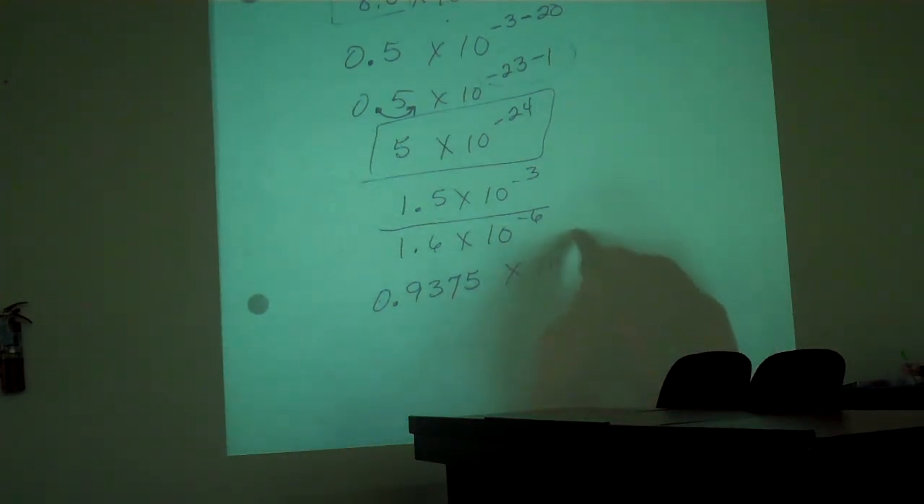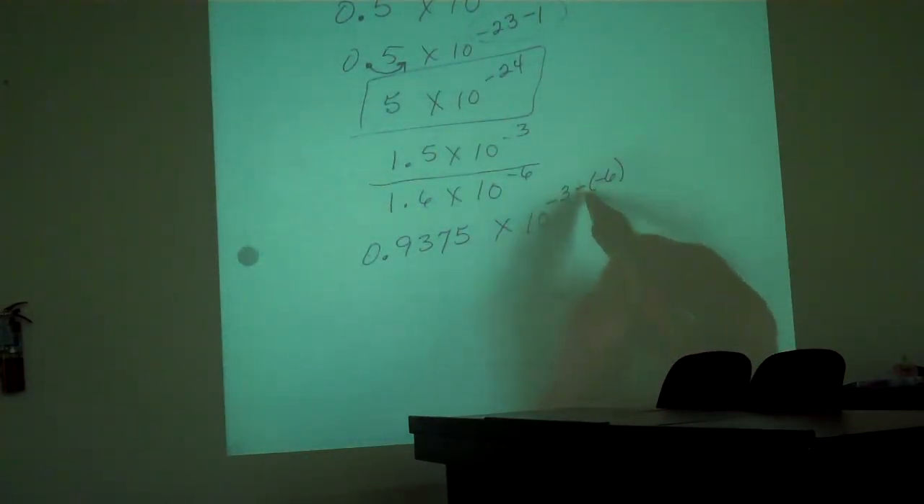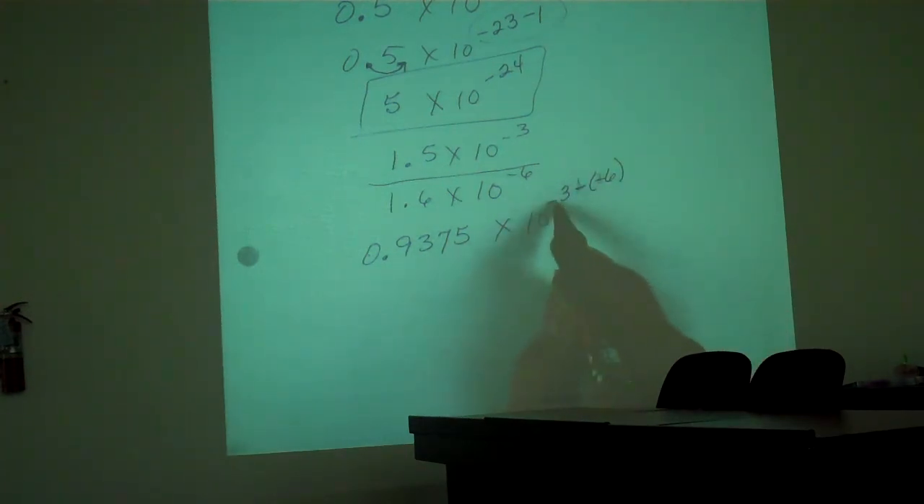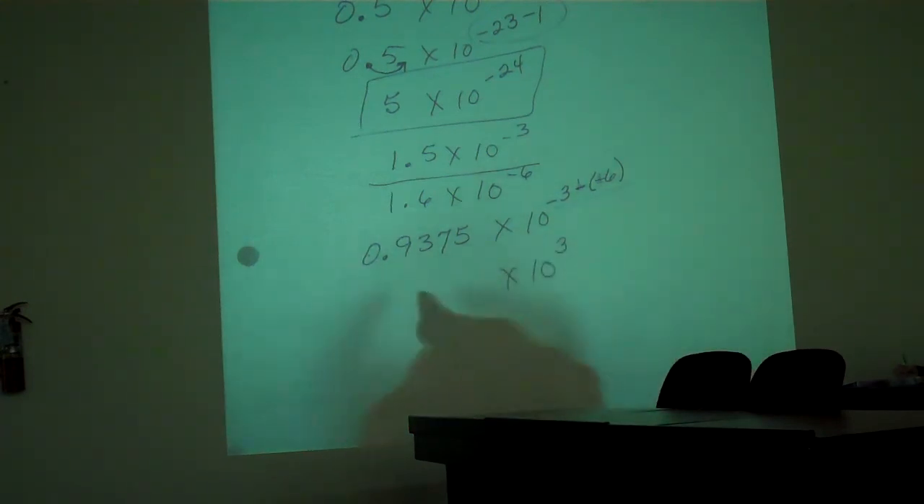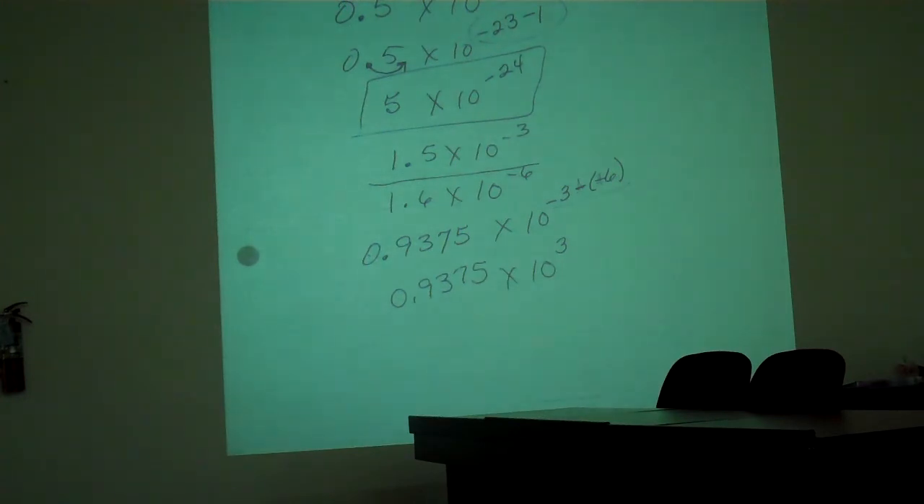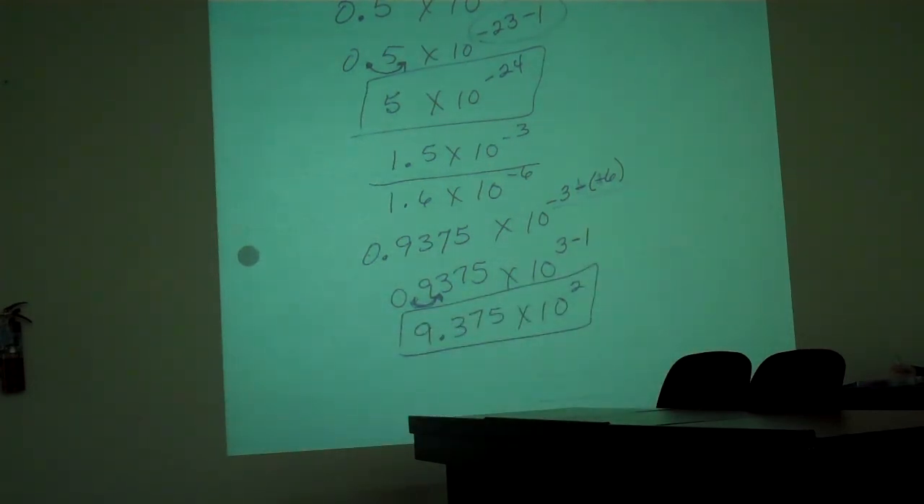The tens, we're going to have the negative 3 minus the negative 6. Right? Minus negative, turn that into plus positive. Okay? So now I have negative 3 plus 6. What's negative 3 plus 6? Positive 3. Okay. Now we're going to have to move that to get it scientific. To the right, which adds or subtracts? It subtracts 1, right? So you have 9.375 times 10 to the 3 minus 1 is 2. Now it's scientific.